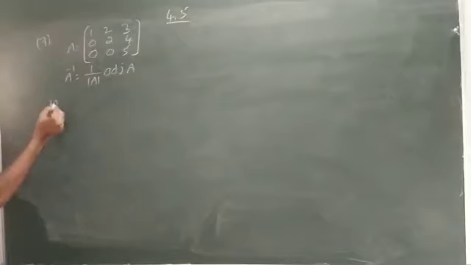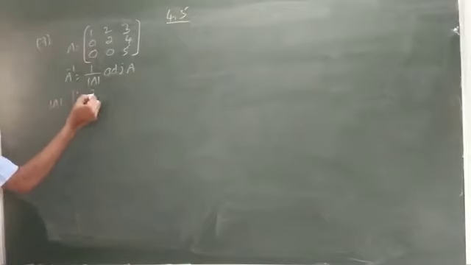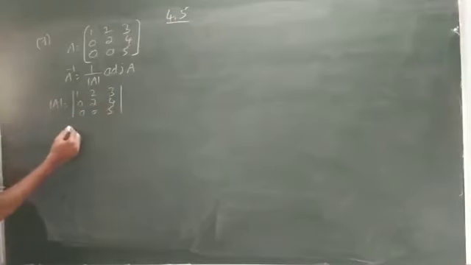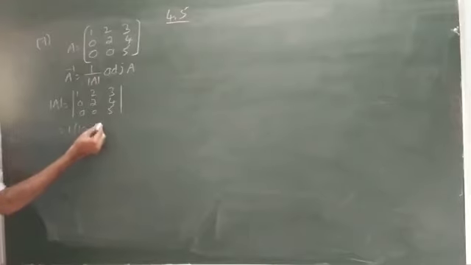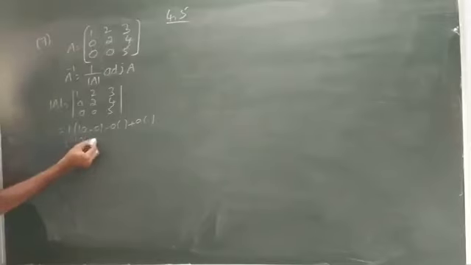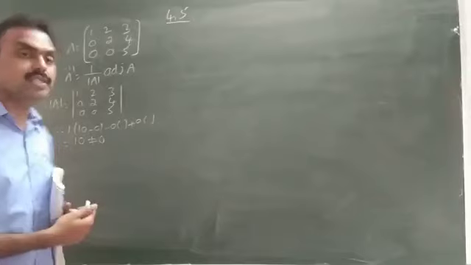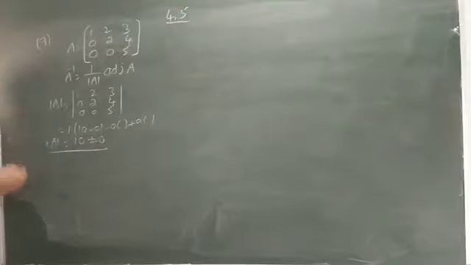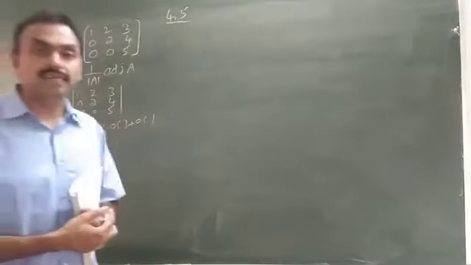Now let us take determinant A: [1, 2, 3; 0, 2, 4; 0, 0, 5]. Let us expand it along the first column: 1 into (10 minus 0). Or else you can use the formula: if all the elements on one side of the diagonal are 0, the value will be the product of the diagonal elements. Determinant A is 10, not equal to 0. Hence matrix A is non-singular, inverse exists.